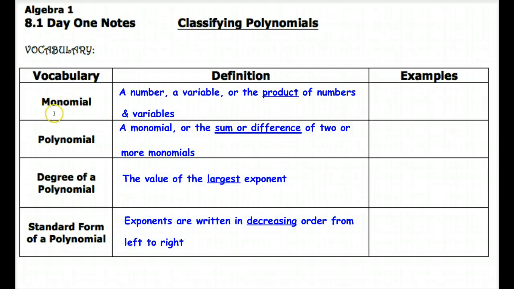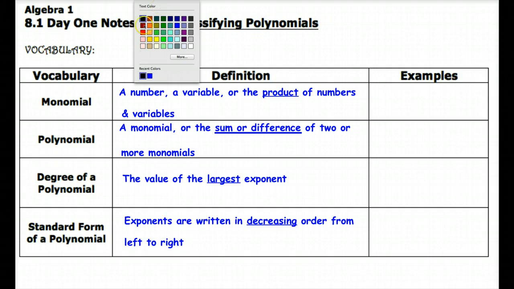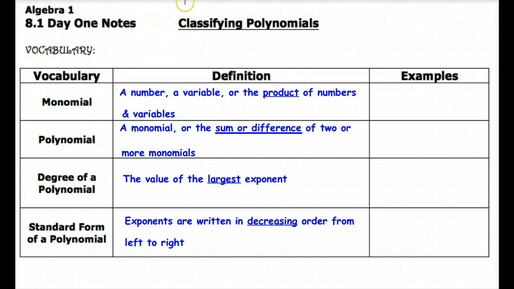So the first vocabulary term we have in this section is called a monomial. And what a monomial is, it's either a number, a variable, or the product of numbers and variables. And the key word there is product. Okay, so some examples of monomials. A monomial can be just a number itself. So for example, the number 12, we would consider that a monomial.